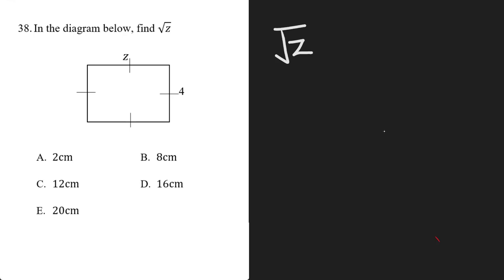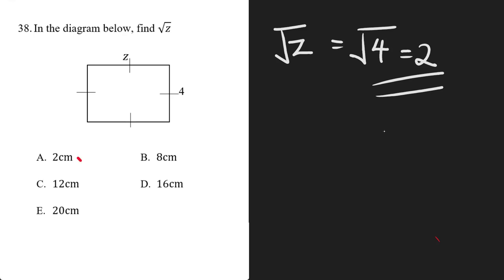So if that's the case, indirectly the question is trying to tell you to find the square root of 4, and the square root of 4 is 2. Simple. So let's check the options. From the options now, the answer is A.